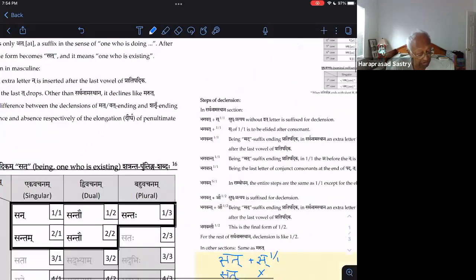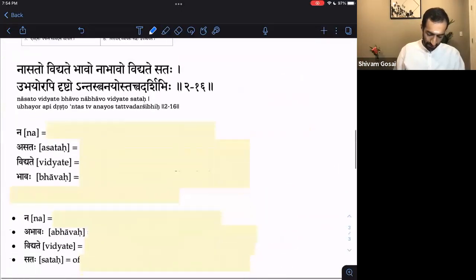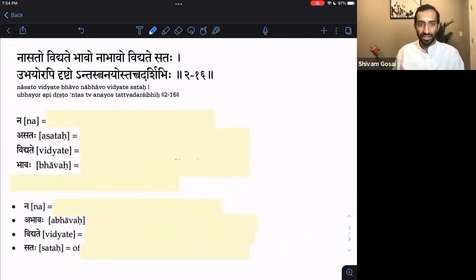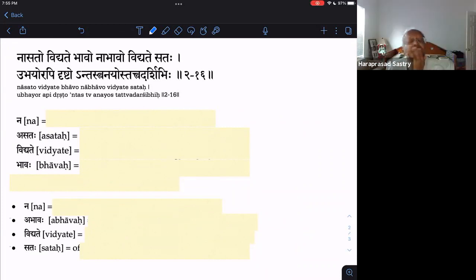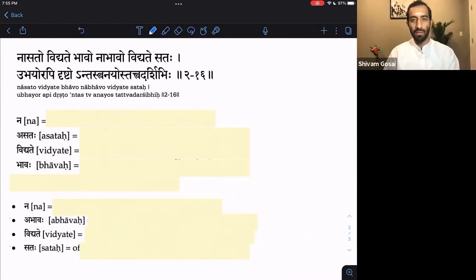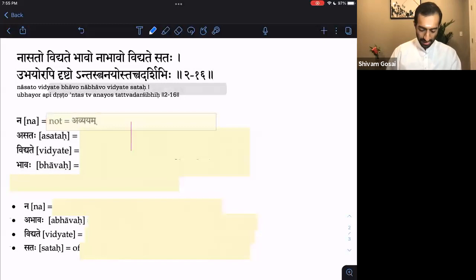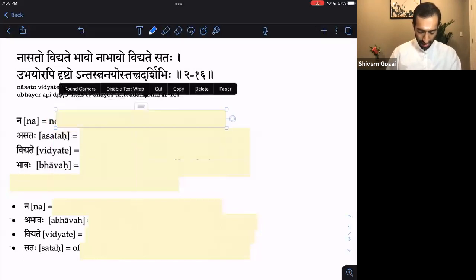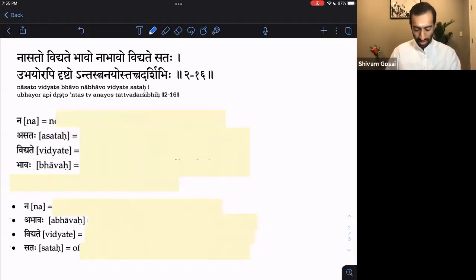Okay, so we're going to go to the Bhagavad Gita, but this is the Bhagavad Gita Sanskrit version. We won't do this in Sanskrit class, okay? So I have to hold myself back. Okay, so I'll just chant the verse. Nasato vidyate bhavaha, na bhavo vidyate sataha, ubhayorapi drishtontaha.